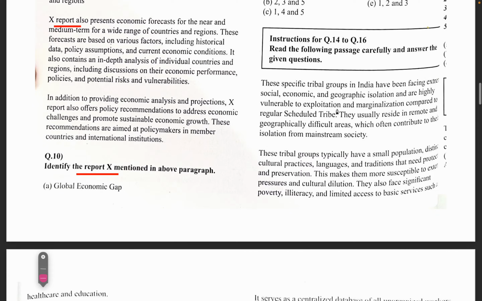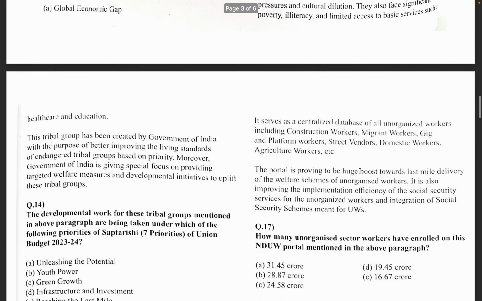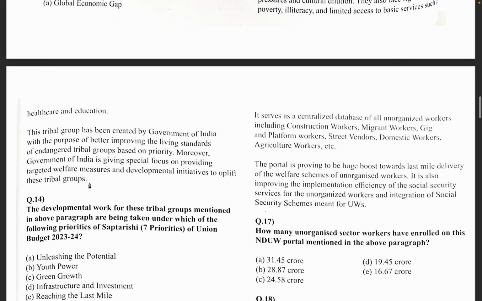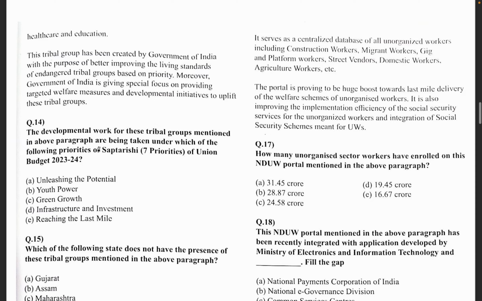Now coming on, there is another one where they have given specific tribal groups in India, and they are facing these issues, and they are more marginalized compared to the regular scheduled tribe, and they have given so much more information on this. And now they are asking, the development work of these tribal groups mentioned in the above passage is being taken care of under which of the following priorities of the Saptarishi, the seven priorities of the union budget. Now again, union budget is important.